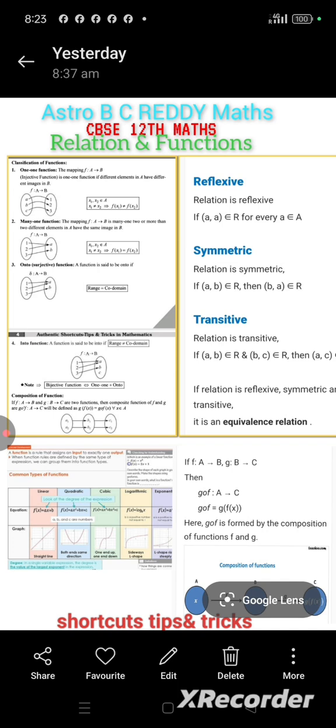Now, composite functions. If f: A tends to B and g: B tends to C, then g of f is from A tends to C. g of f is nothing but g of f of x. Here g of f is formed by the composition of functions f and g. Here I have given the diagram of the composition of functions.